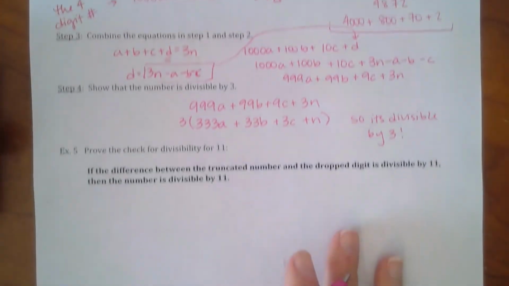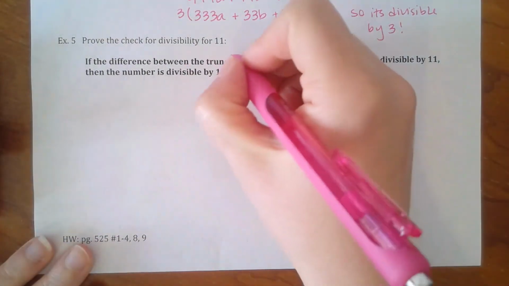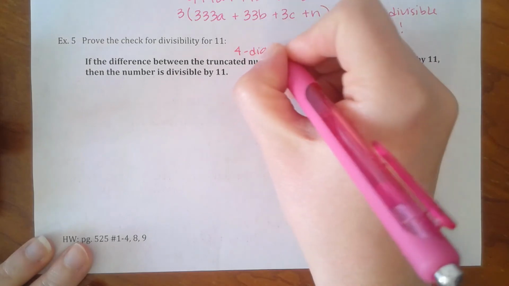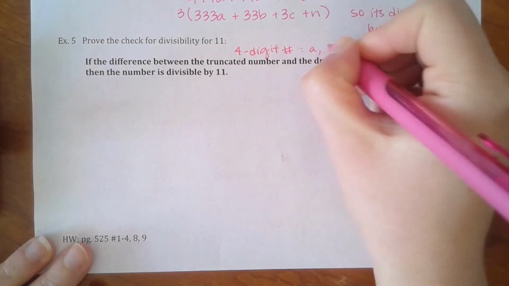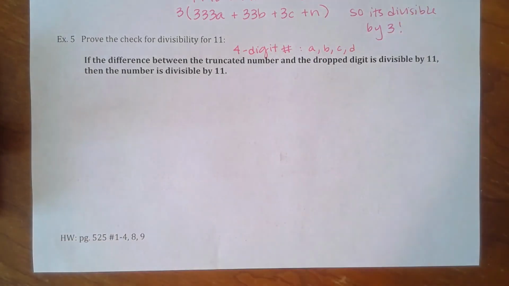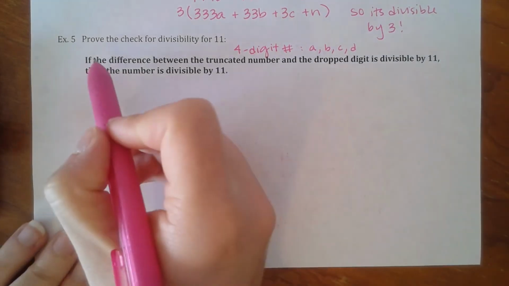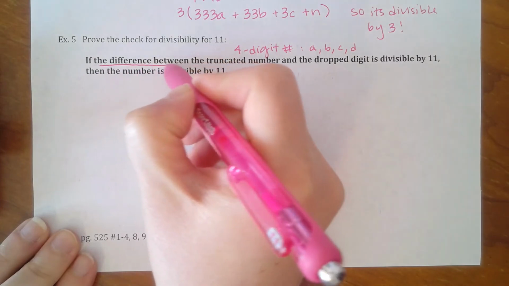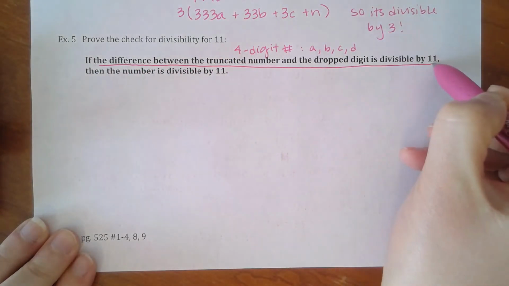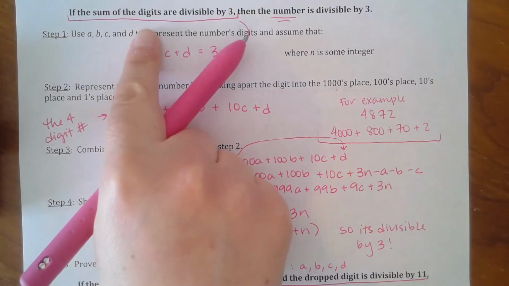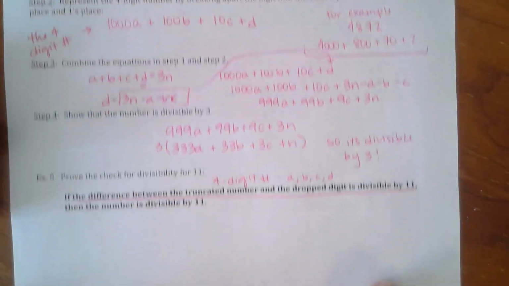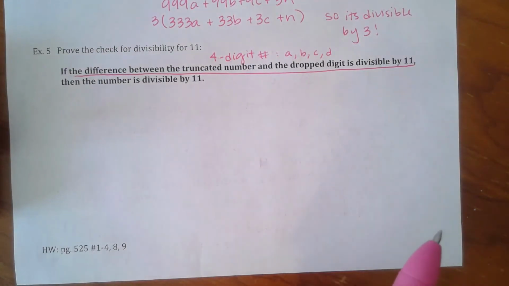So let's do it for the divisibility check for 11. Again, I didn't write here, but we're going to deal with the same 4-digit number. So we're dealing with A, B, C, and D to represent the digits of that number. What we're showing here is that if the difference between the truncated number, dropping the last digit, and that digit is divisible by 11, then the whole number is divisible by 11. So we have to start with this section first, like this is the known information, just like the known information here that the sum of the digits is divisible by 3. So I've got these four digits, A, B, C, and D.